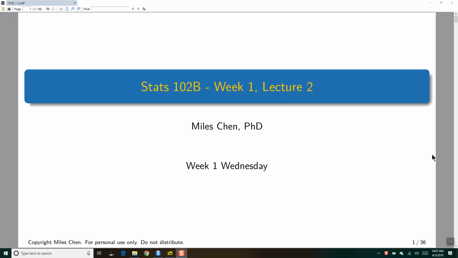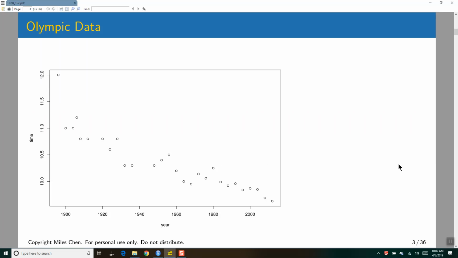All right, so we'll pick up today here, and we'll take a look at the data from our textbook, which is on the Olympics 100-meter race time for the men's track and field event, and we can see that over time the winning race time has gotten faster and faster.